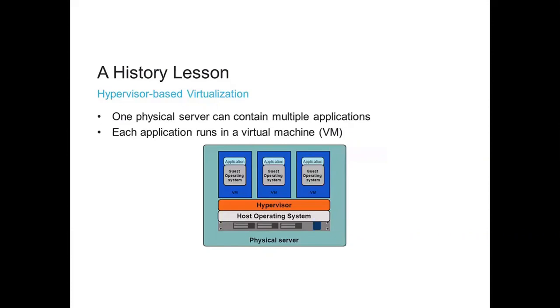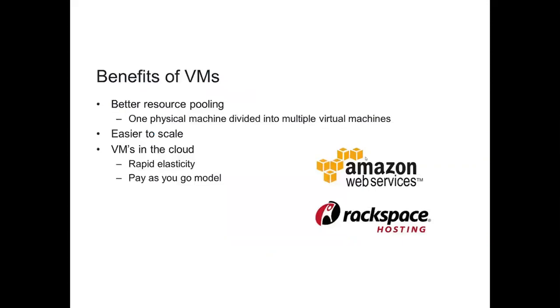Now corporates stopped buying hardware, because they started increasing the utilization capacity of the machines by going with the hypervisor ESX servers. So the results: better resource pooling. One physical machine can be divided into multiple machines, and it's easier to scale. If you need, let's say, 10 machines, each virtual machine, just scale it up and provide it to you. And then they started going onto cloud.